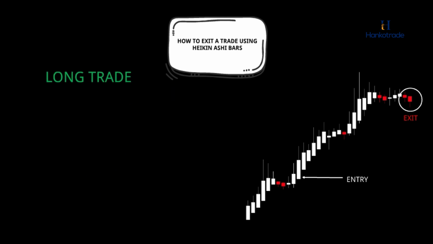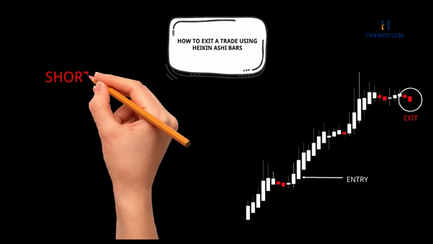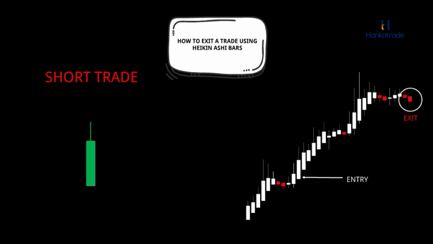How to exit a trade using Heiken Ashi bars. Since this is a trend trading strategy, we aim to exit only when the price forms an opposite Heiken Ashi bar. For long trades, we exit when a bearish Heiken Ashi bar is formed, and for short trades, we exit when a bullish Heiken Ashi bar is formed. As you can see, it becomes much simpler to determine when to exit.